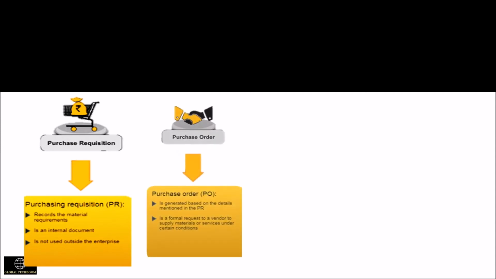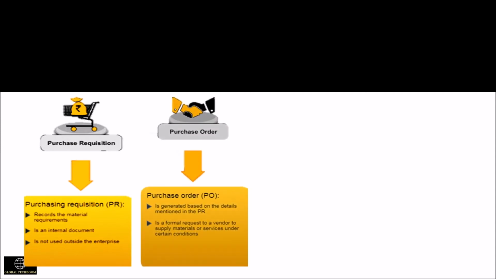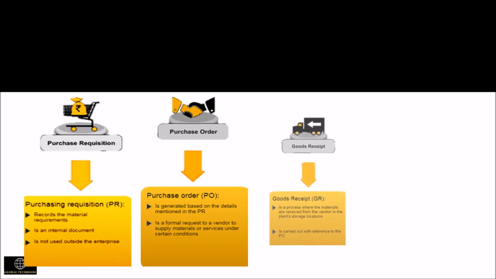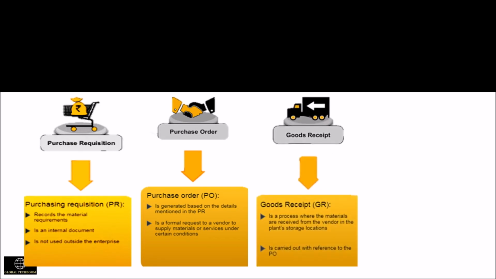Purchase order. It is generated based on the details mentioned in the PR. It is the formal request to the vendor to supply material or services under certain conditions. Goods received. It is the process where the materials are received from the vendor in the plant storage location. It is carried out with the reference to the purchase order.